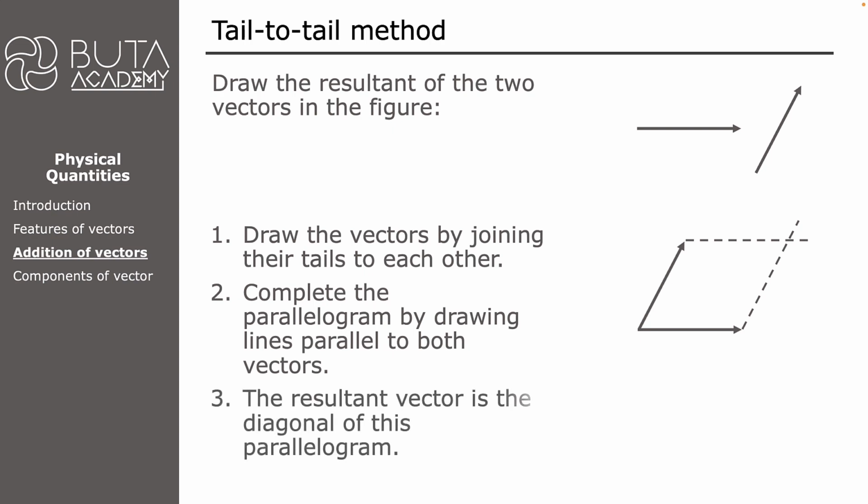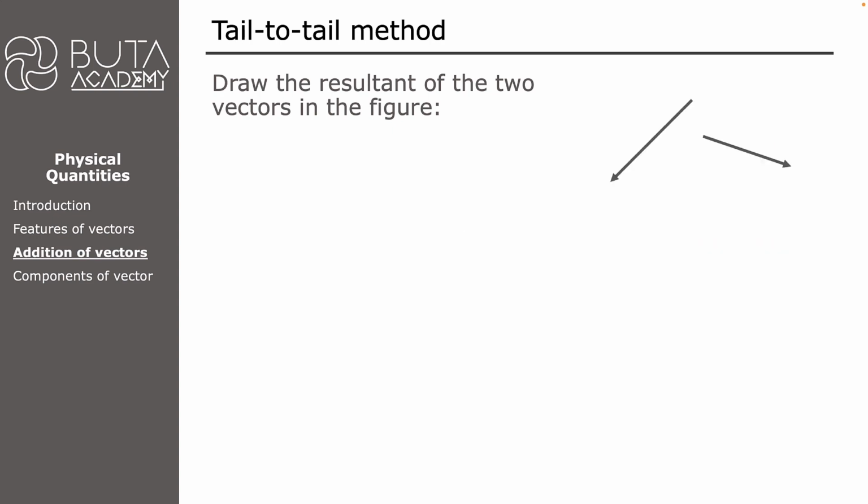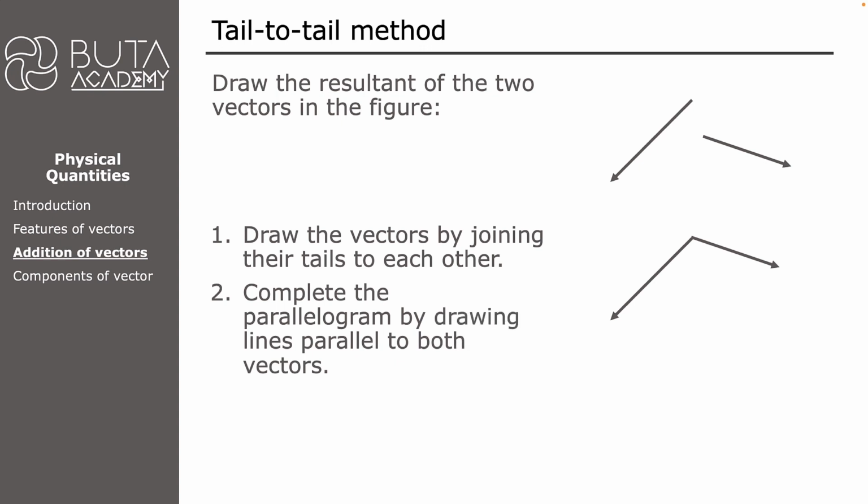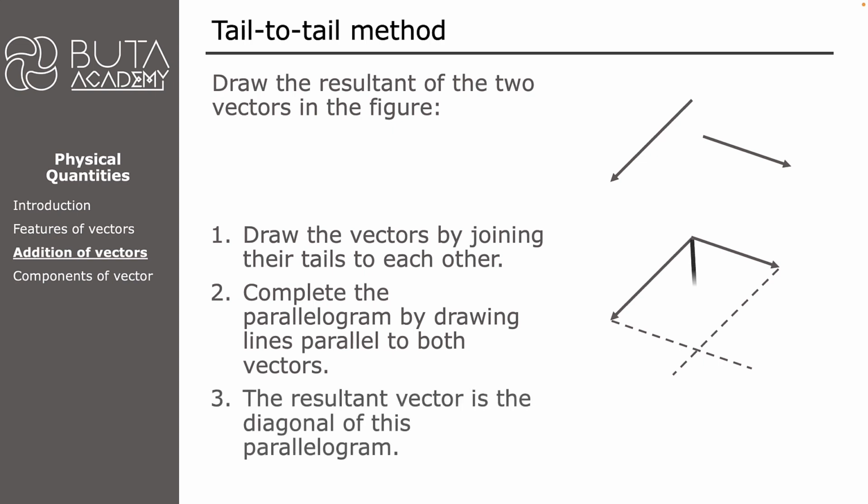The resultant vector will be a diagonal combining the tails of two vectors and the connection point of two parallel lines. Let's try to use same method again on two vectors in this figure. If we follow the same steps, first we draw the vectors by joining their tails to each other. Then we complete the parallelogram by drawing lines parallel to both vectors. Finally, the resultant vector is the diagonal of this parallelogram.